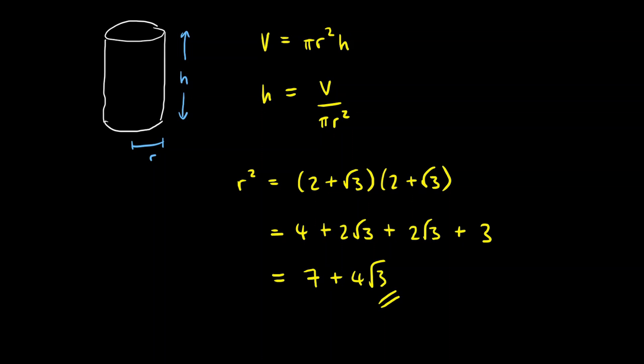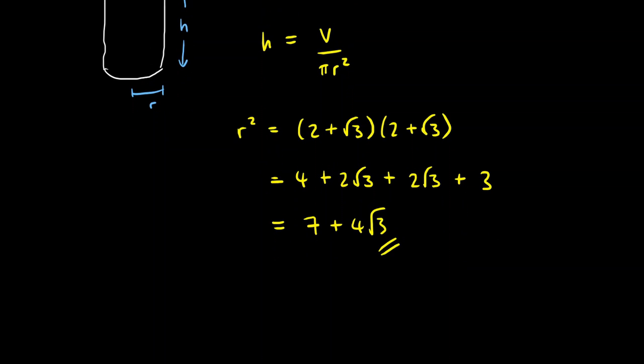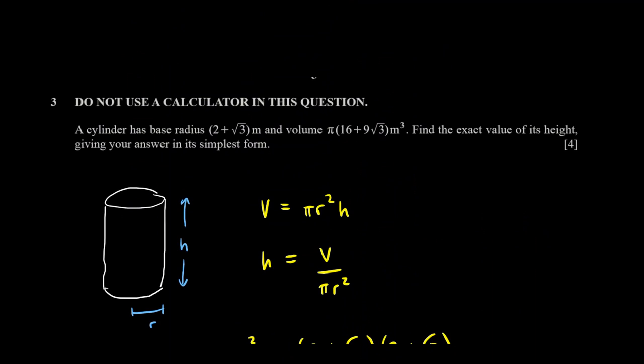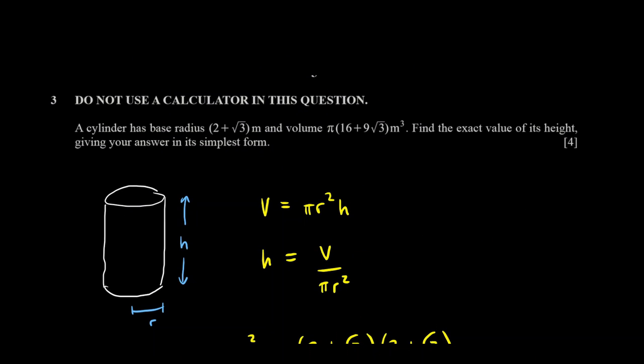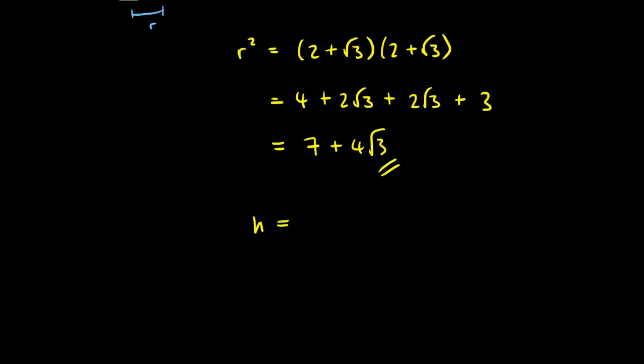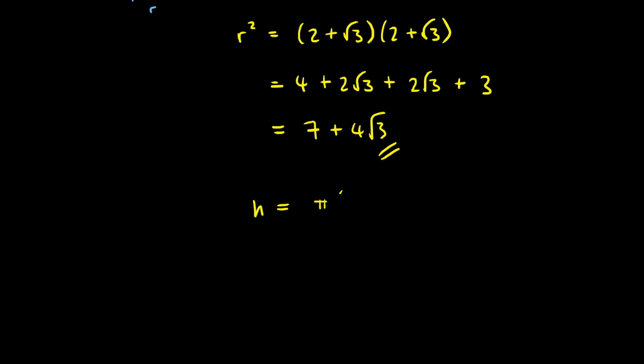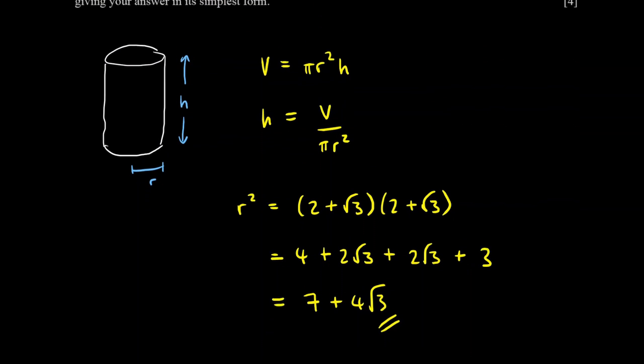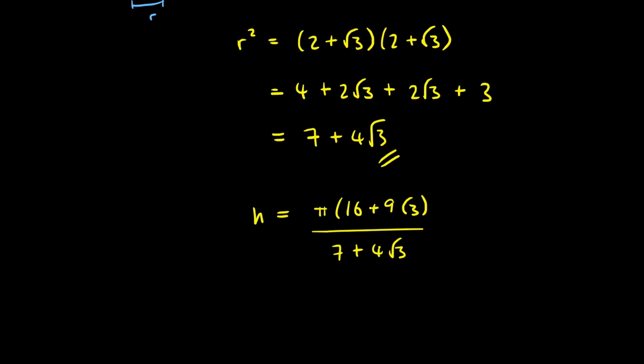All right, then. So now I can substitute this into my formula. I can say that h is going to be equal to the volume. Now, what was the volume? It was pi bracket 16 plus 9 root 3, divided through by 7 plus 4 root 3. And then, of course, we've got to remember we've got to times it by pi because it's pi r squared. So here's our pi like that. Obviously, first thing is that the pi's cancel out, so that's gone.